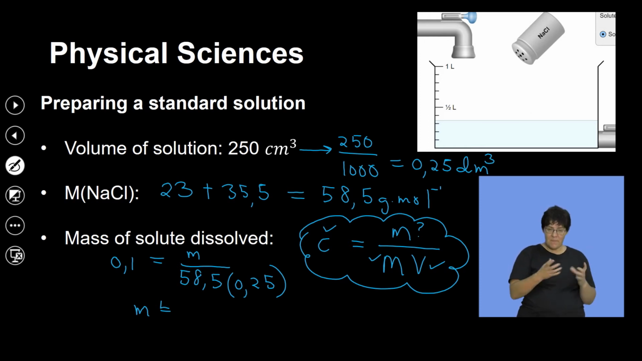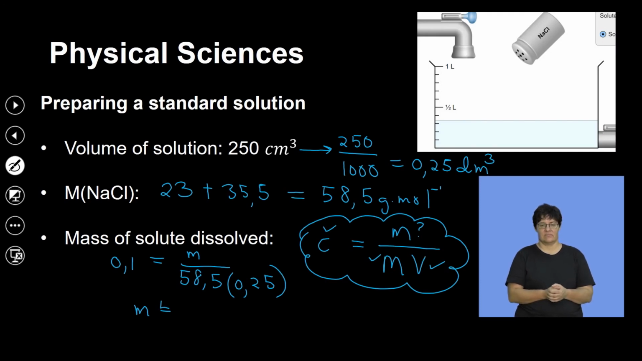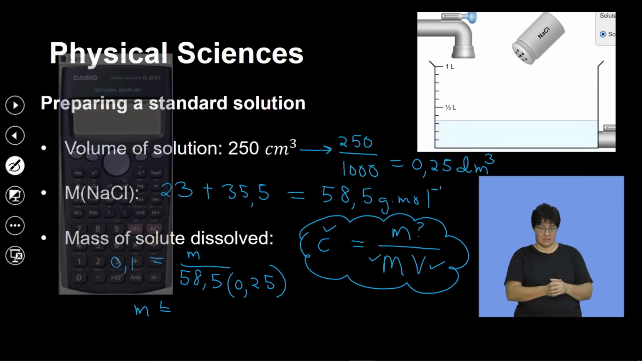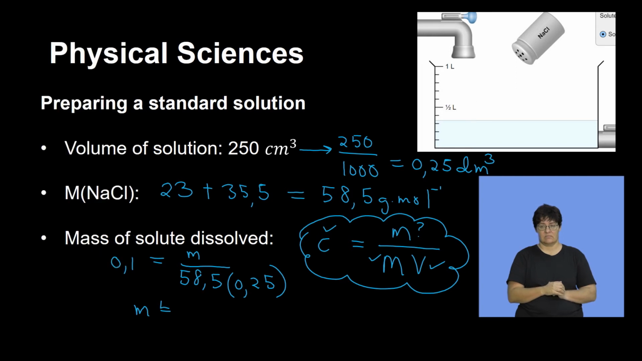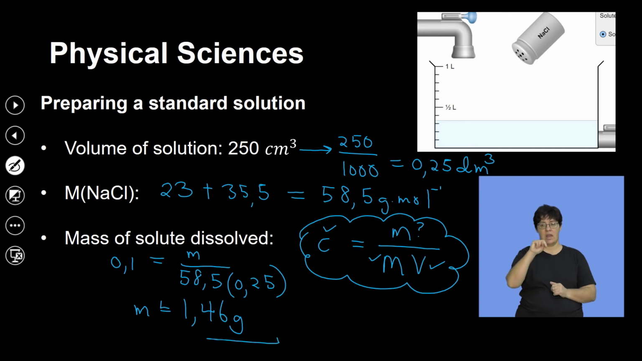Okay, so just to verify, to get the actual value of the mass of the solid, we can go to our calculator. So what do we have here? We've got the concentration, the volume, and then the molar mass. So the mass is actually a product of those three, which is 0.1 concentration multiplied by 58.5, the molar mass of sodium chloride, multiplied by the volume converted to cubic decimeters, 0.25. So what mass was dissolved is 1.46 grams of sodium chloride.